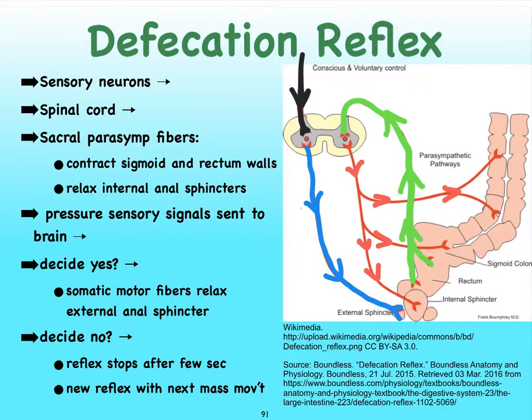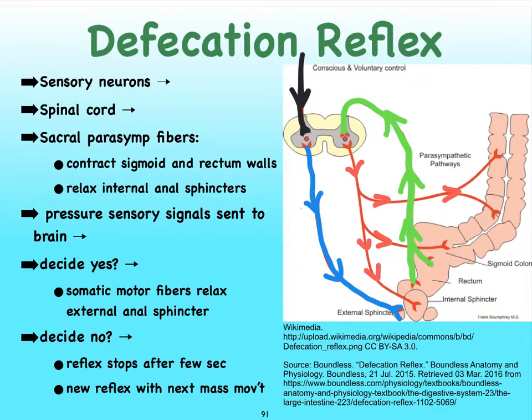To better explain the defecation reflex, I have color-coded the diagram I've included so that you can follow which pathways are afferent pathways, efferent pathways, which ones are parasympathetic versus somatic. So let's get started. In the green here, these are sensory neurons that arise from the sigmoid colon and the rectum, and they detect stretch as feces begin to arrive in this area. These sensory neurons send action potentials to the sacral spinal cord.